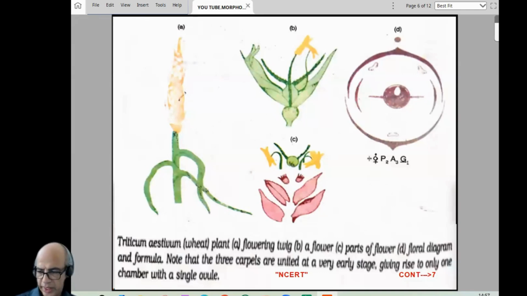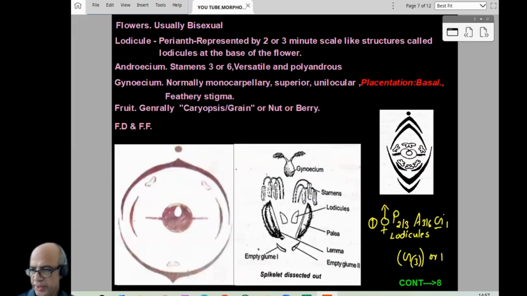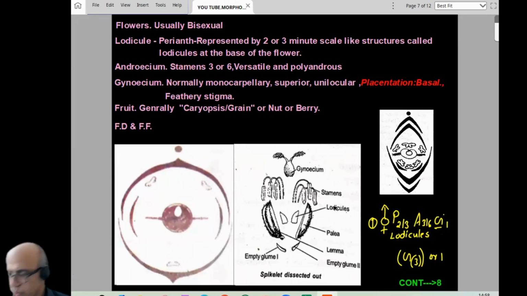Just shown there, Triticum aestivum. At that time, this was there in the syllabus, Gramineae. Now we can proceed to flowers. Flowers usually bisexual. Then there is a term lodicule. Lodicule, here you can find. It's a usual question. Lodicule is nothing but perianth, represented by 2 or 3 minute scale-like structures called lodicules at the base of the flower. Lodicule is equivalent to perianth, 2 to 3.